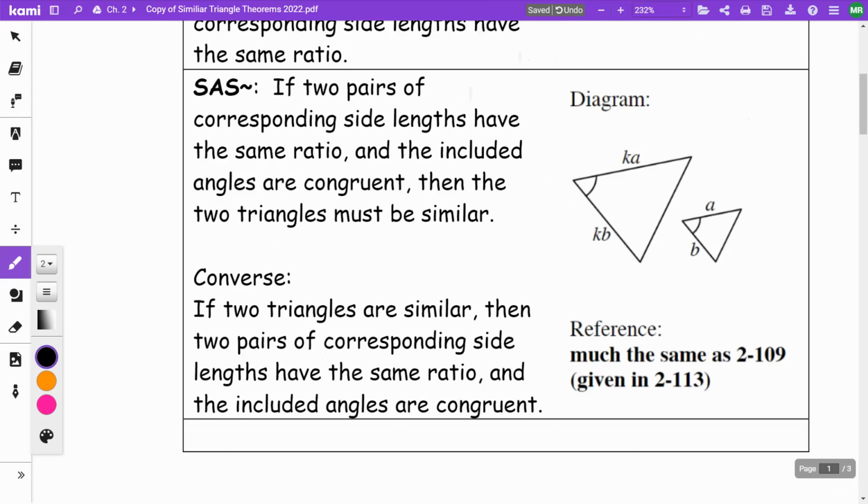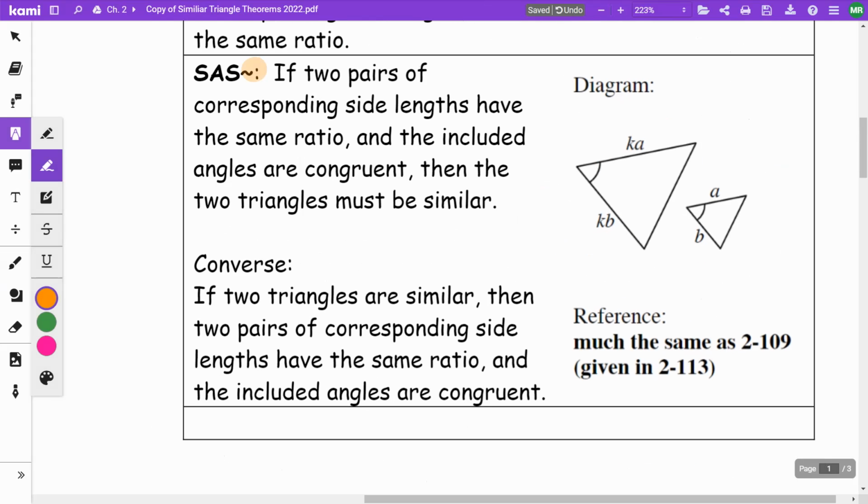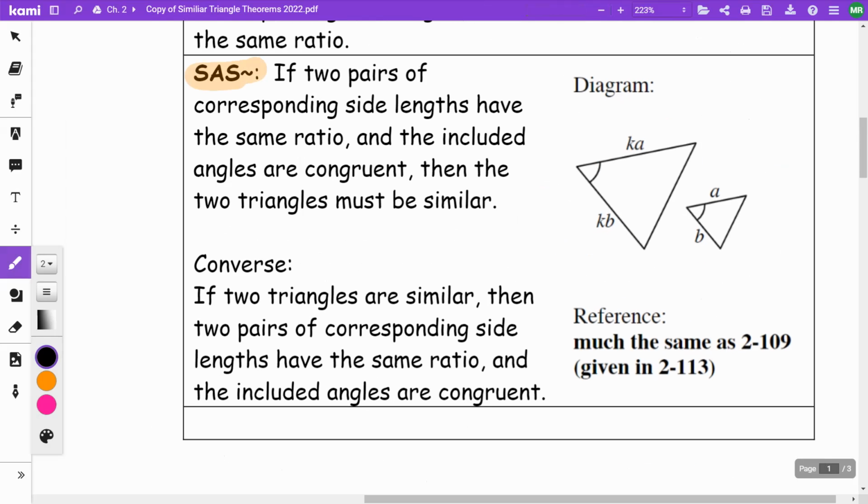For side angle side, similar idea. So we have this angle here that is congruent to this angle here. And then what you want to pay attention to is this side here is going to correspond with that, and this side here is going to correspond with that. And so you'll notice that the angles are in between those two sides, that's what has to happen.